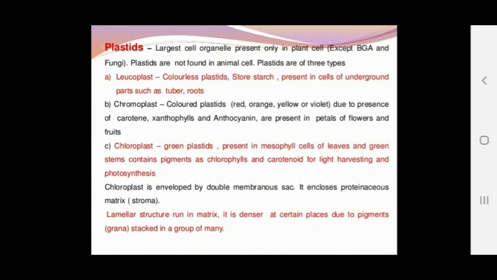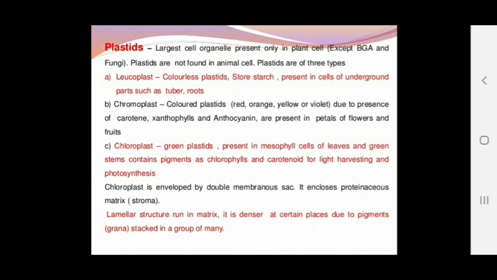They have different structures for carrying the photosynthetic units. The plastids are not found in animal cells. The plastids are of three types, that is leucoplast, chromoplast and the chloroplast.